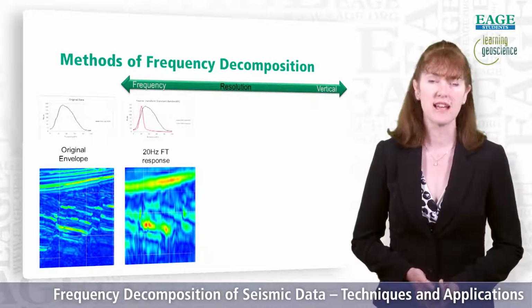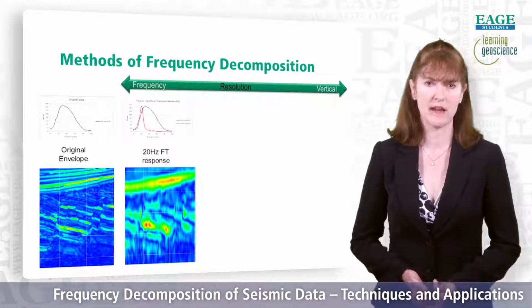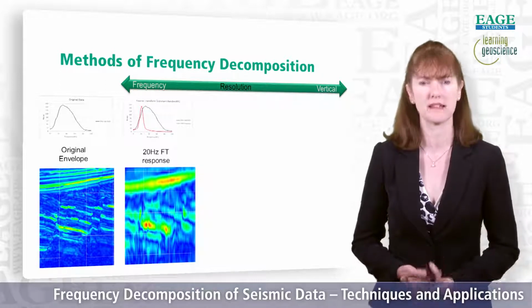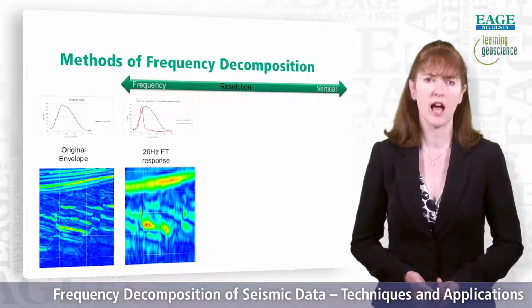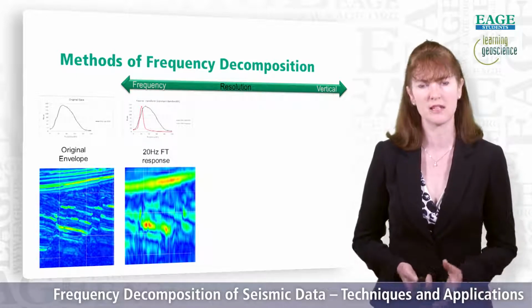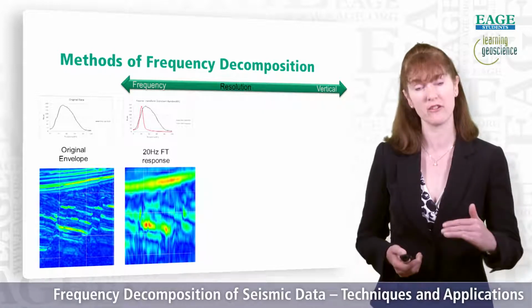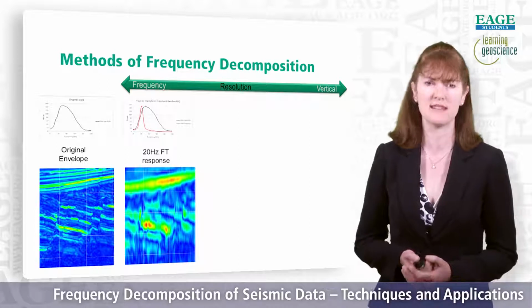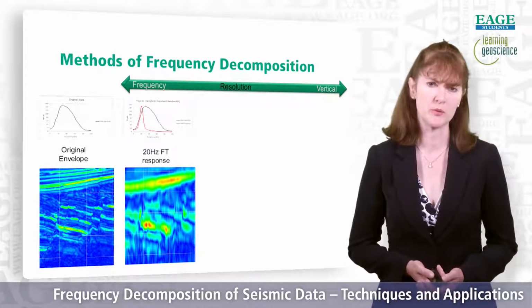So on the left-hand side, we have our original frequency spectrum and an inline showing the envelope response, so the magnitude of the response. On the left, it's the full frequency, so we're seeing all the frequency components, and we've got very good layering coming through. We can see where we've got the high amplitudes in yellows and reds, and the low amplitudes in blue.